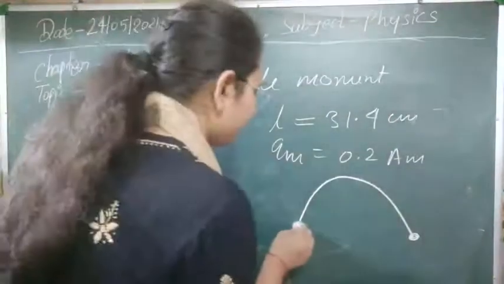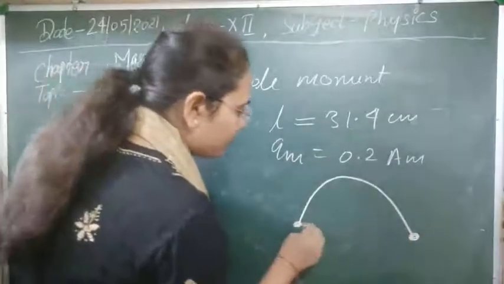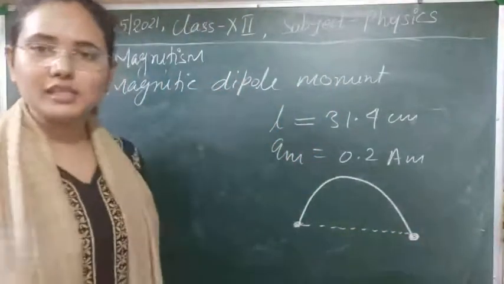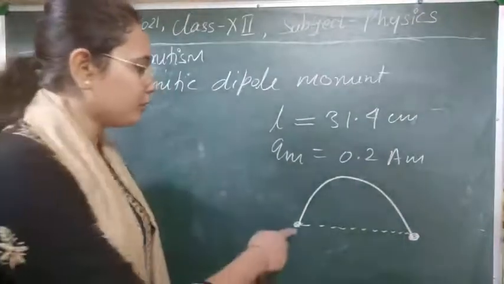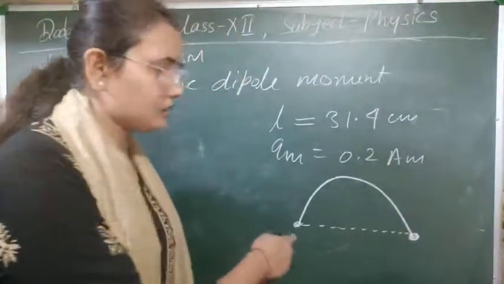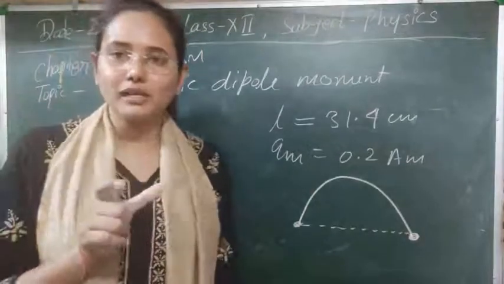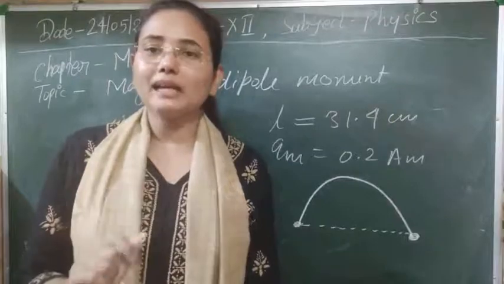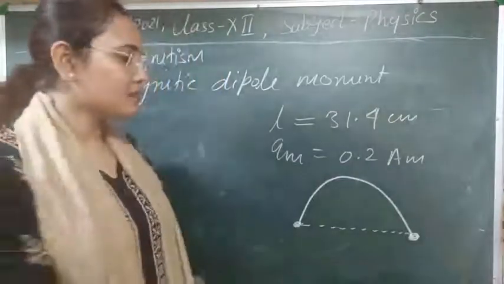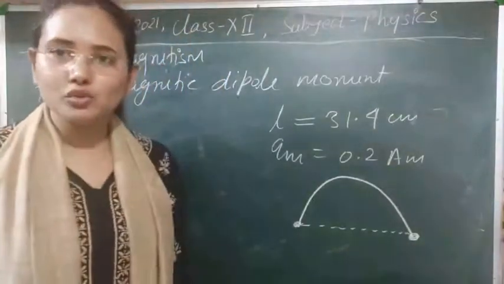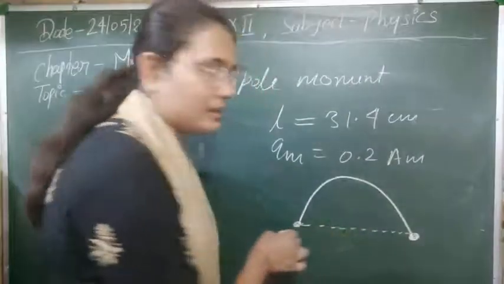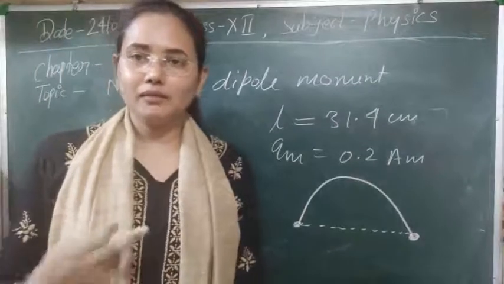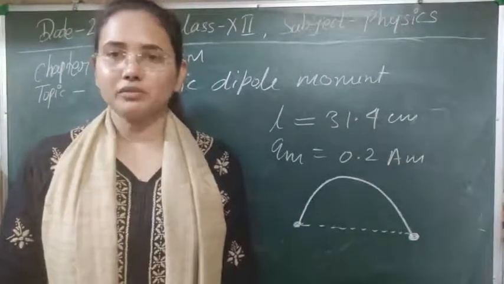As you know, whenever you bend it in this form, if you have to see the distance between these two poles, then you have to meet these two points, because the magnetic moment is simply the pole strength into the magnetic length, and magnetic length is the length between these two poles. In terms of distance, that is the displacement between these two points.